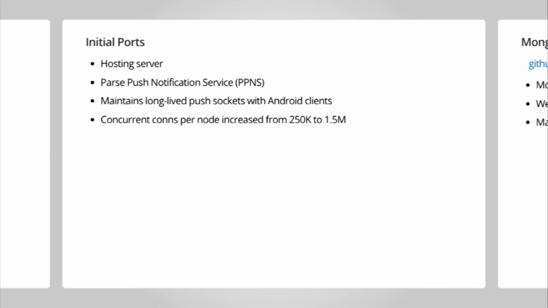Next up, we went for our most problematic service at that point of time. It was called Parse Push Notification Service. It is a service which opens long-lived push sockets, or long-lived socket connections, to Android clients. This was before GCM. Parse Push Notification Service was written in EventMachine and Ruby. It was breaking down. We were having memory issues, connection issues. So we rewrote this in Go, and we were very happy with, again, the performance numbers. We went up to 1.5 million connections per node from around 250,000 in Ruby.